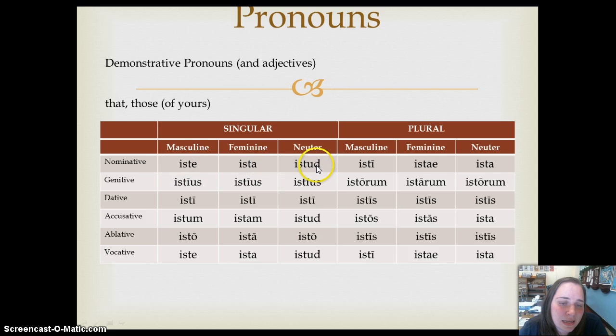Iste, ista, istud follows the same declension as ille, illa, illud. It's practically the same pronoun, meaning that or those of yours, except it has a negative connotation. So your friend comes up to you and says, oh, I'm dating that guy. And you go, oh, you're dating that guy? That's ille. Or you could say, oh, you're dating that guy? That's iste. That's that guy with a negative connotation.